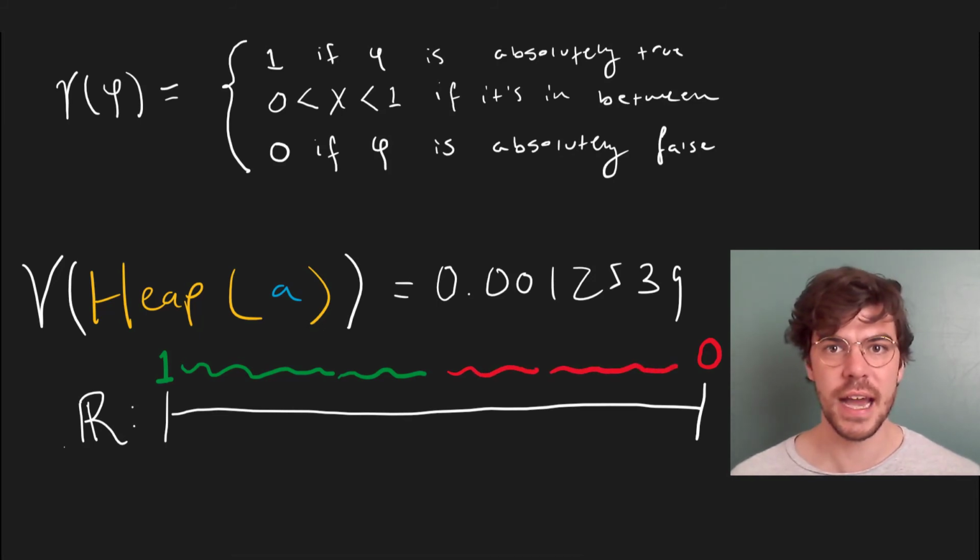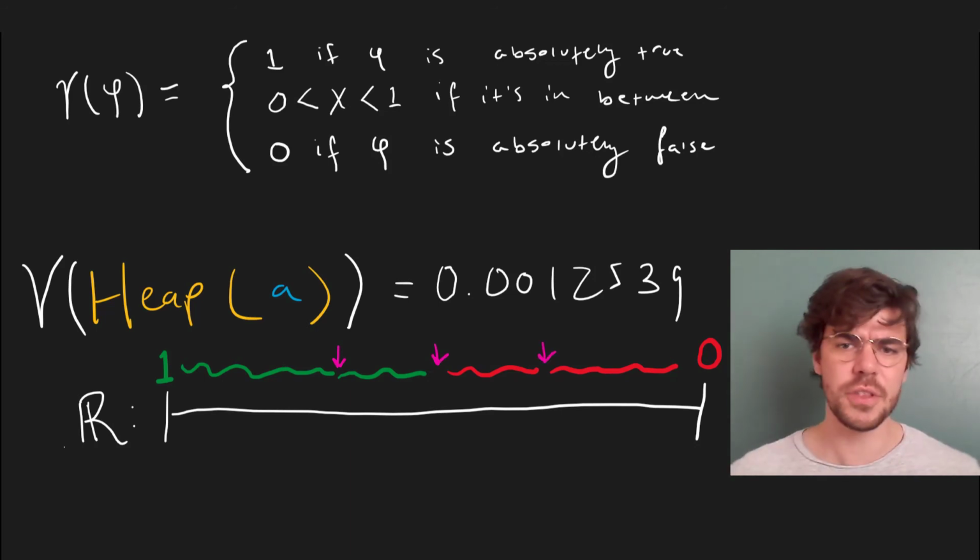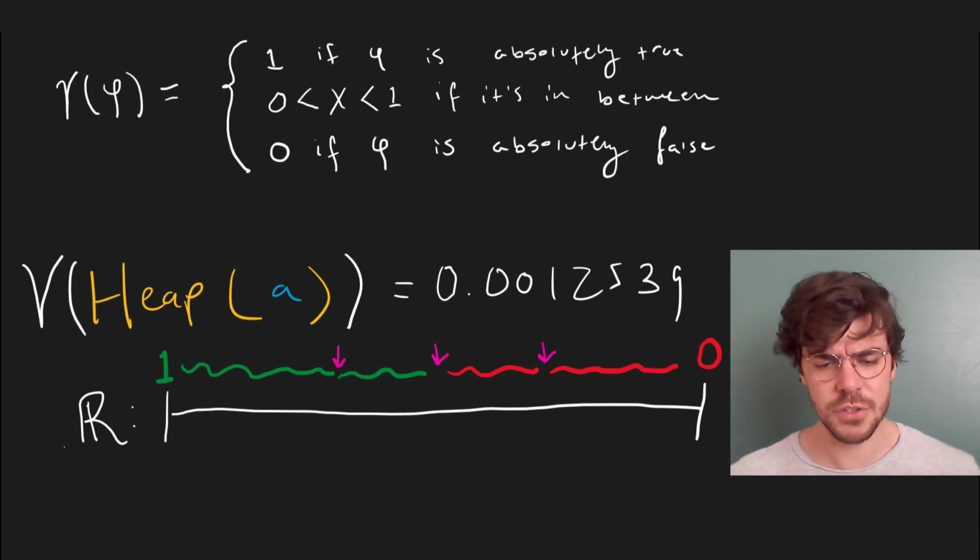And the question is, how do we pick these points here? How do we decide where it goes from being absolutely a heap to mostly a heap, from mostly a heap to mostly not a heap, and from mostly not a heap to absolutely not a heap? And so there's a problem here in determining still where it goes from being a heap to not being a heap. Now this is a twofold problem.